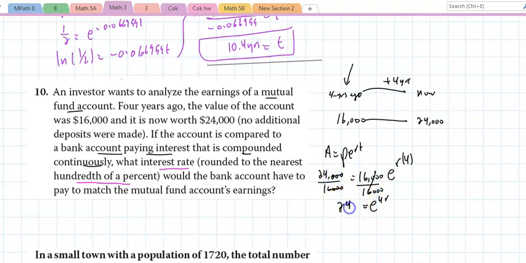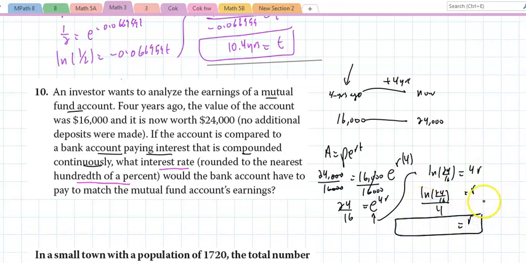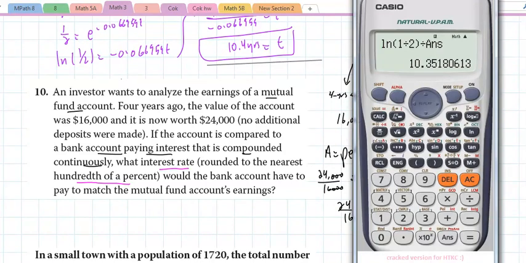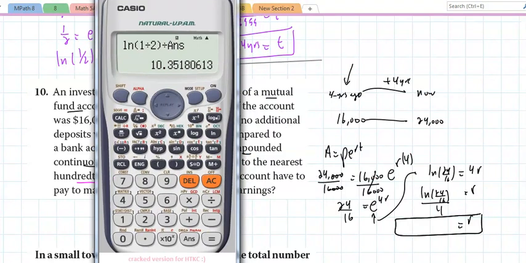You could reduce that, or not reduce it since you're using a calculator. And wouldn't you say I'm going to log both sides? What base should I use to get rid of that exponential? e. So 4r will equal natural log of 24 divided by 16. And r will equal natural log of 24 divided by 16 all over 4. And that's not the answer because I need to convert that to a percentage. If I take natural log of 24 divided by 16 divided by 4.